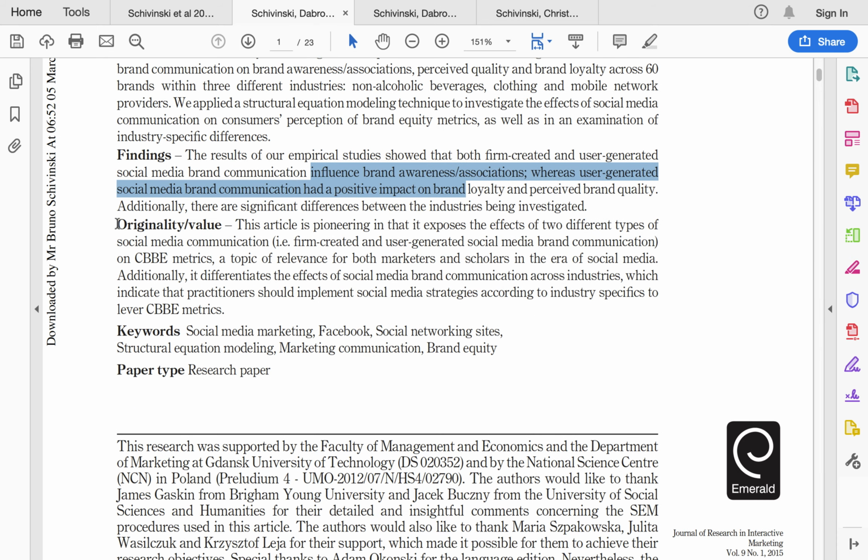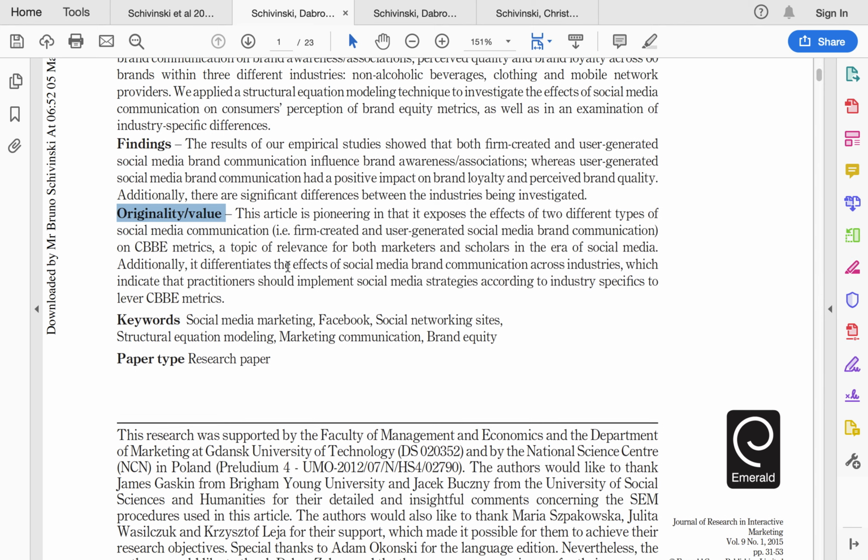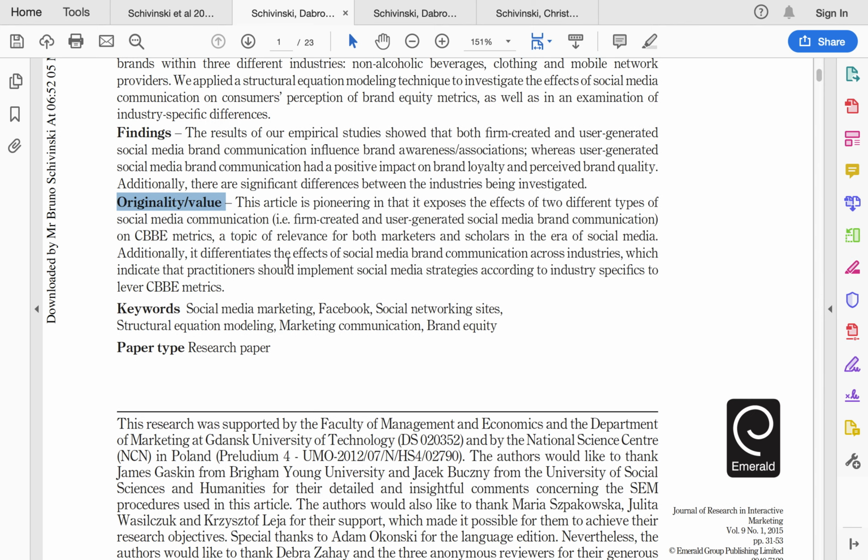Okay, now how original is the value of the paper? Sometimes you don't need to put this, but in case you needed to put this, okay, you're going to mention at this stage, okay, what's new, what's different in your paper, okay, and that's it. For keywords, you're going to be using mainly the variables you have in your model.